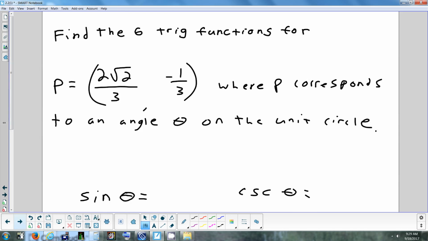For this one, let's just do the first 3. We'll just find the sine, the cosine, and the tangent.